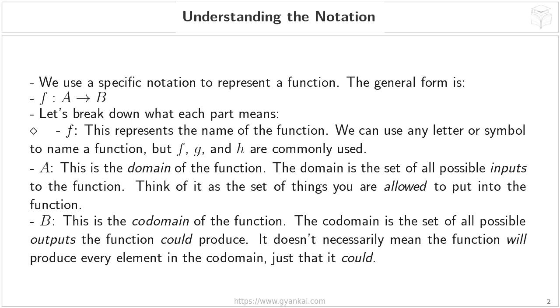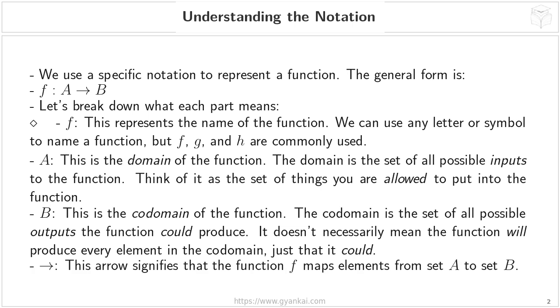Then we have B. This is the codomain of the function. The codomain is the set of all possible outputs the function could produce. It's important to note that the codomain doesn't necessarily mean the function will produce every single element within it. It just means those are all the potential values the output could be. We'll see the difference between the codomain and what actually does come out, which is called the range, on the next few slides.